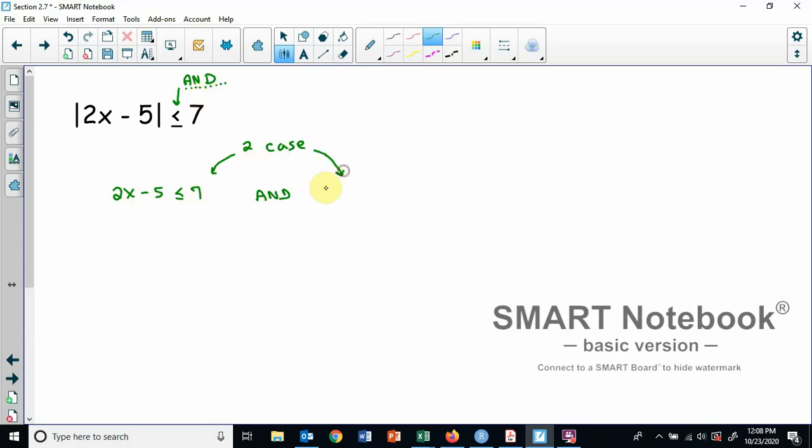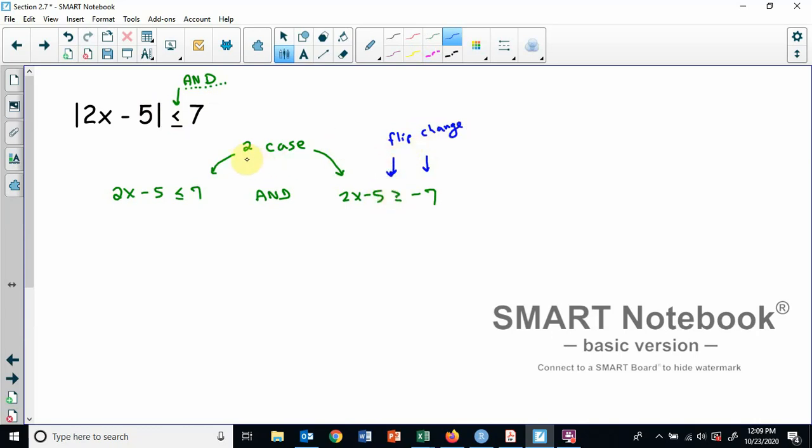The other case, remember, we would have to change the sign, flip this to the opposite sign. So it'd be 2x minus 5. And then we'd want some opposite action happening over here. So it was a positive 7, we'll say it's going to be a negative 7. But remember, anytime I flip signs with inequalities, I also flip the inequality to a greater than or equal to. So there are two things that you have to change over here. Okay? So we have to change the sign and we have to flip the inequality.